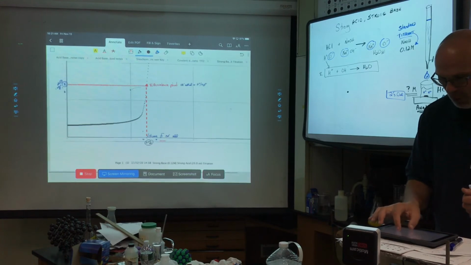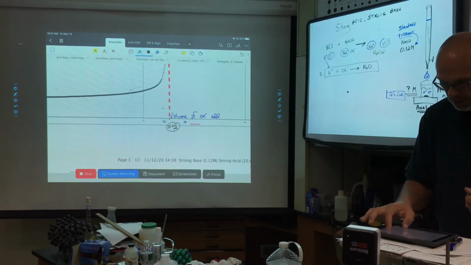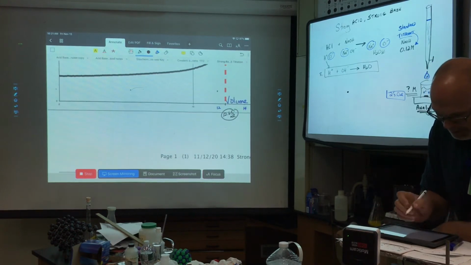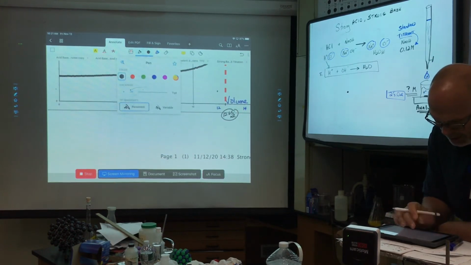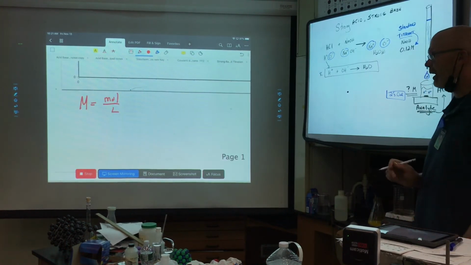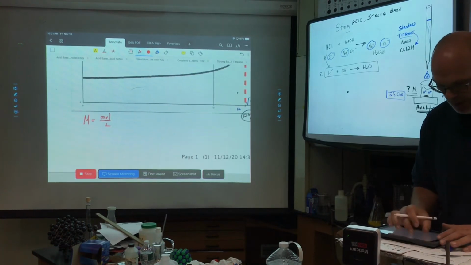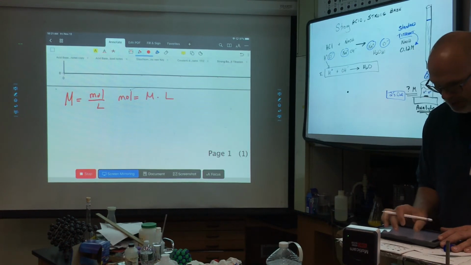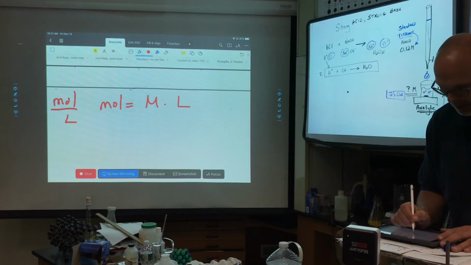So I think number one is to solve for the concentration. So I'm going to do that right here. We've done this before, so this is not new. We know molarity is equal to mole over liter. Party people, just as a reminder, to get moles, mole is equal to molarity times liter. Why? Because molarity is mole over liter, right? Mole over liter times liter, you get moles from that.